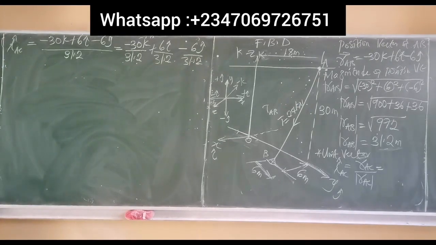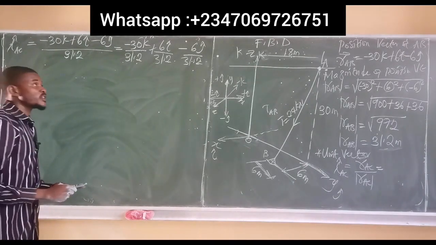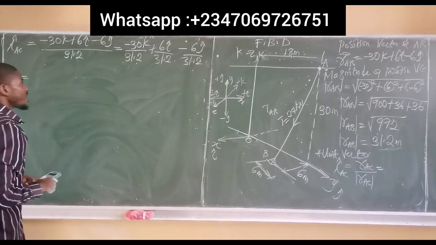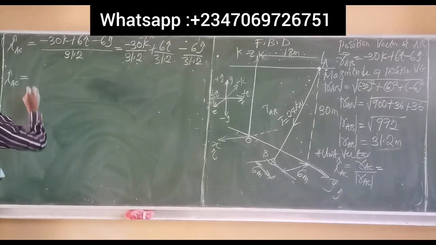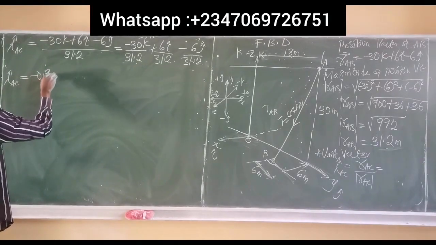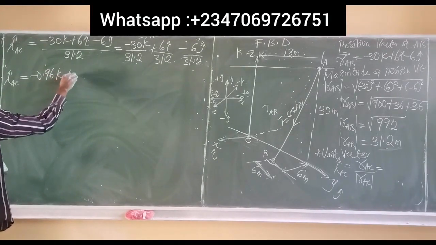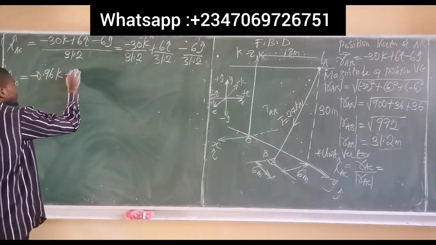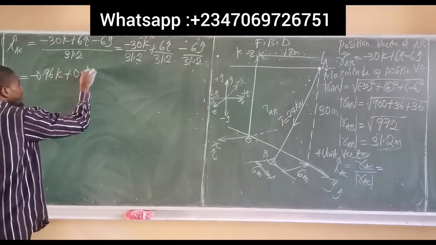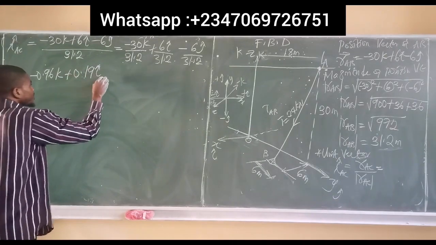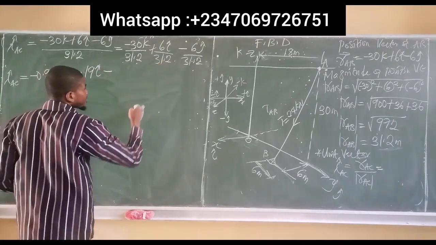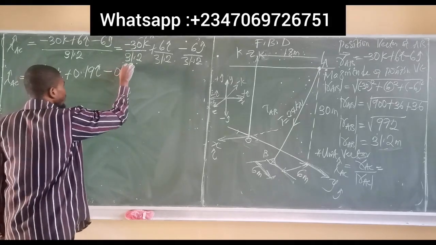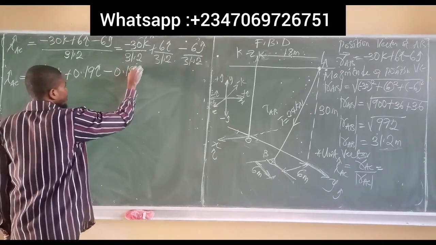So lambda AC is now equal to, let's find the individual divisions. Minus 30 divided by 31.2 gives us minus 0.96k, plus 6 divided by 31.2 gives us 0.19i, minus, of course, 6 divided by 31.2, also 0.19j.